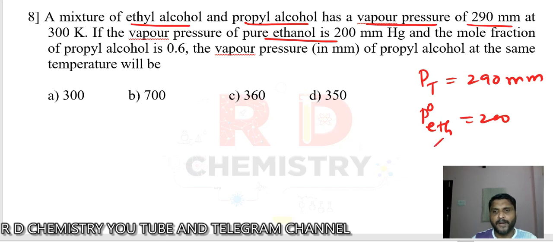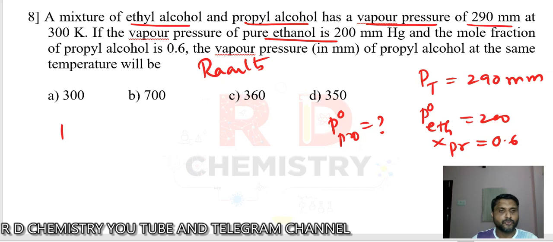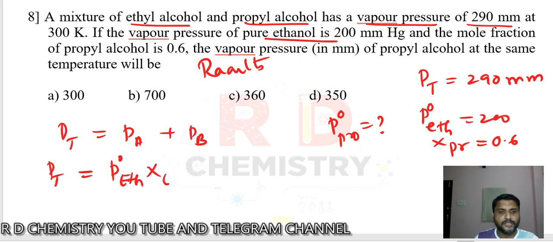The mole fraction of propyl alcohol is given as 0.6. The question is to calculate P naught of the propyl alcohol. This is according to Raoult's law for liquid mixtures. So Pt is equal to P of the first one plus P of the second one, according to Dalton's law. So Pt is equal to P naught of the ethyl alcohol times the mole fraction of the ethyl alcohol, plus P naught of the propyl alcohol times the mole fraction of the propyl alcohol.